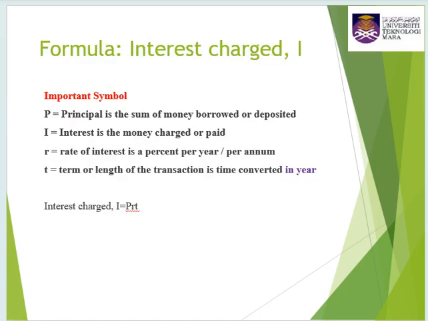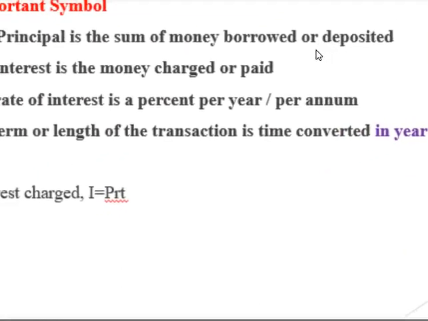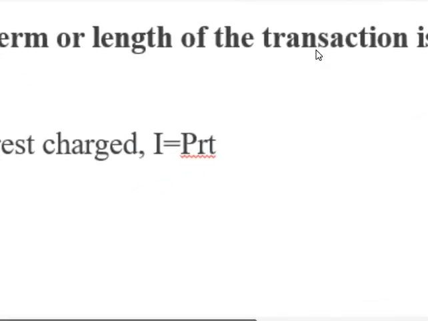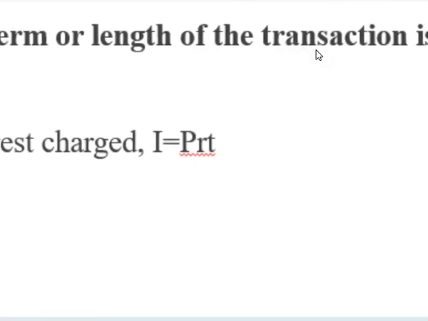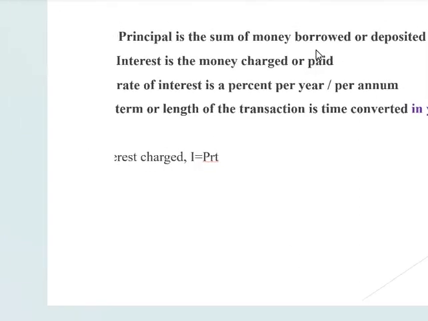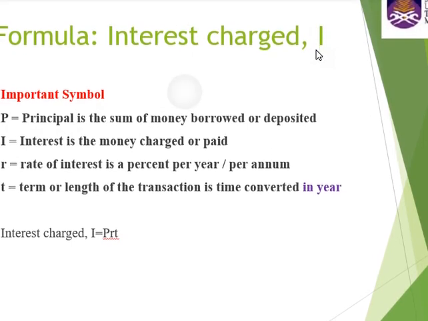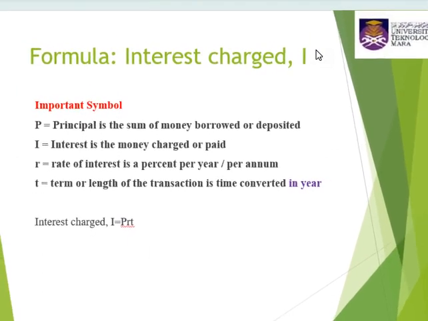When we talk about the interest being charged, we denote it as capital letter I. The interest charged has the formula I equal to PRT. I equal to PRT. So, what do all the symbols that we allocate mean?